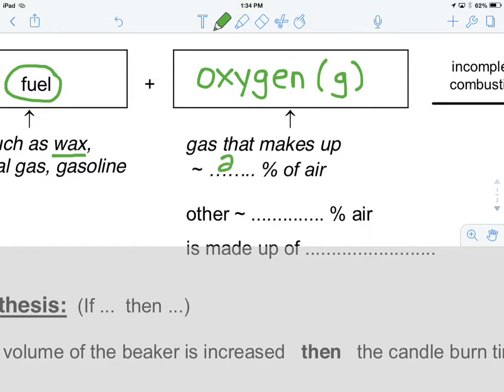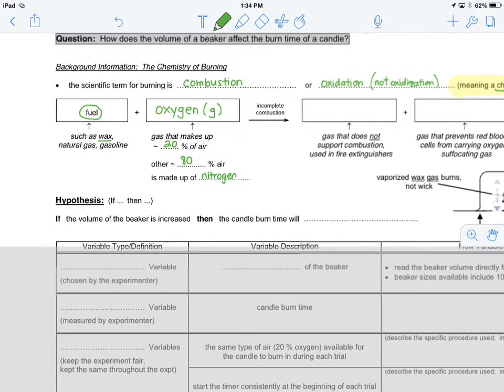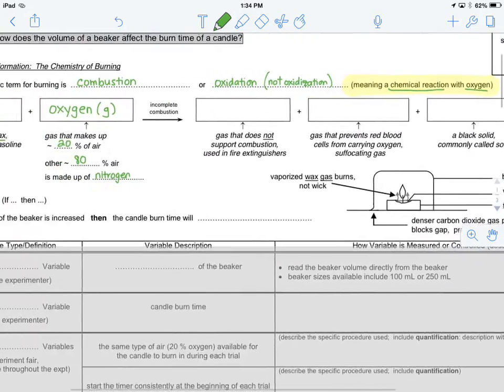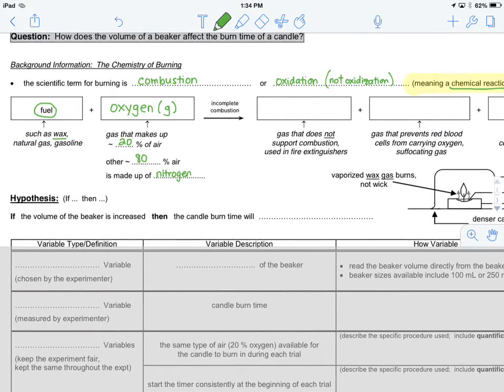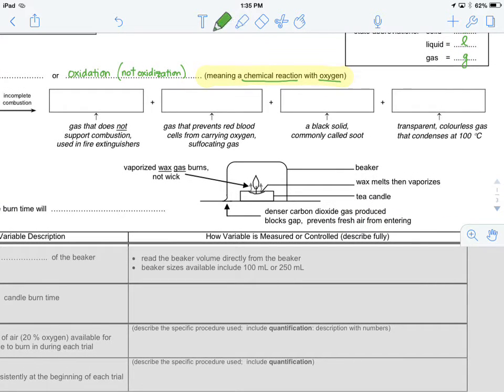Oxygen makes up about 20% of the air. The other 80% of the air is made up of, some of you may know this, nitrogen. About 20 and 80. All right, so one type of combustion that we're going to see in a candle is incomplete combustion. When we have incomplete combustion, we get four products. These two chemicals, fuel and oxygen, are the reactants. They're reacting together, and we're going to get four products, four things that are made in the chemical reaction.